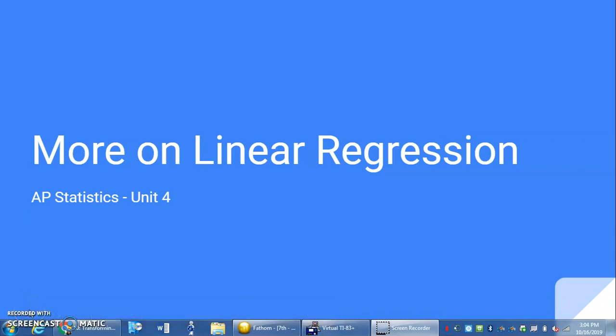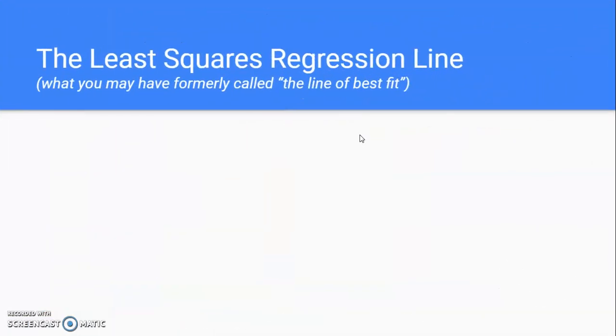Alright, we're going to talk a little bit more about linear regression first, and then we'll get into what happens if the data is not linear. So, a couple more things. The least squares regression line is what we call that line of best fit. So the line we get when we run a linear regression analysis is called the least squares regression line.